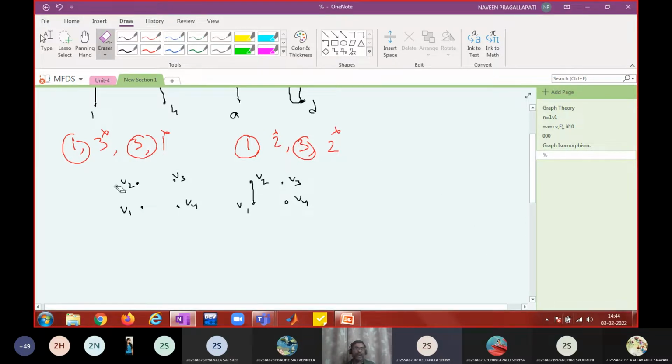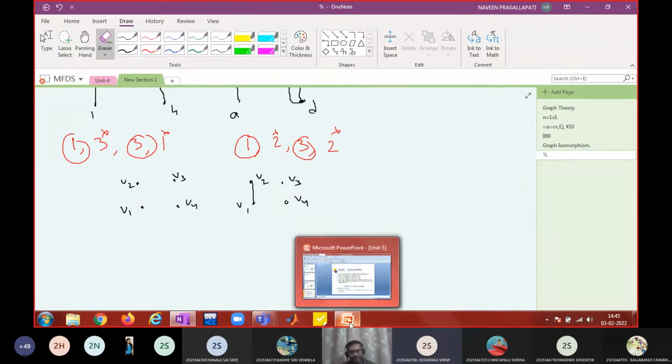Question is, draw all non-isomorphic graphs containing 4 vertices. Shall I proceed? Yes, sir. Draw all non-isomorphic simple graphs. Because if it is not simple, you can add n number of edges between two vertices. Then it is a never-ending process. That's infinite. So draw all non-isomorphic simple graphs with 4 vertices.